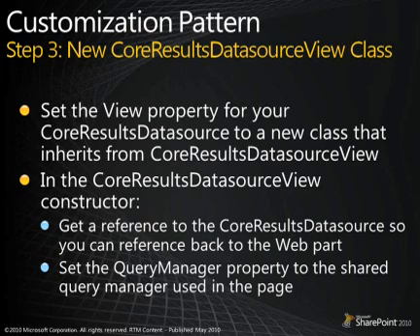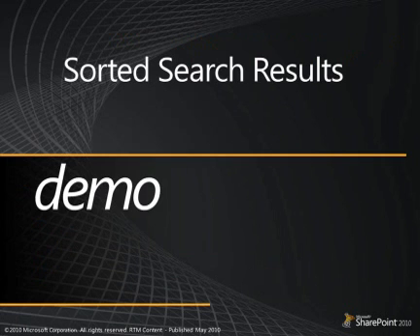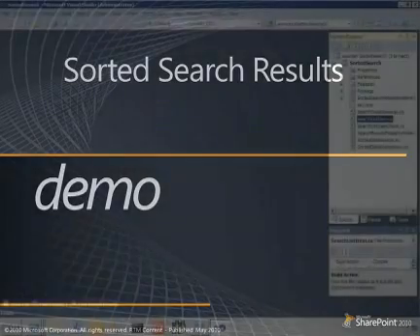It's in our data source view where we want to ensure we get a reference to the query manager to ensure our view is exposing the necessary functionality needed to make it operate like any other view. Our extensibility point within the view is in overriding the add sort method. It's this method where we can modify almost any part of the query just before it's processed by search. So let's take a look at a demo which uses the pattern we just described.